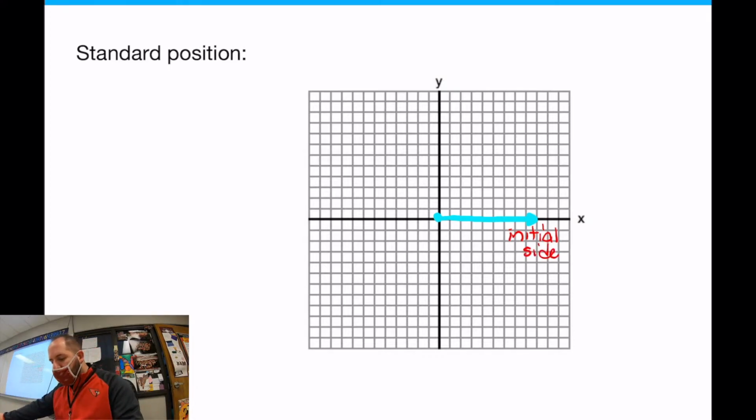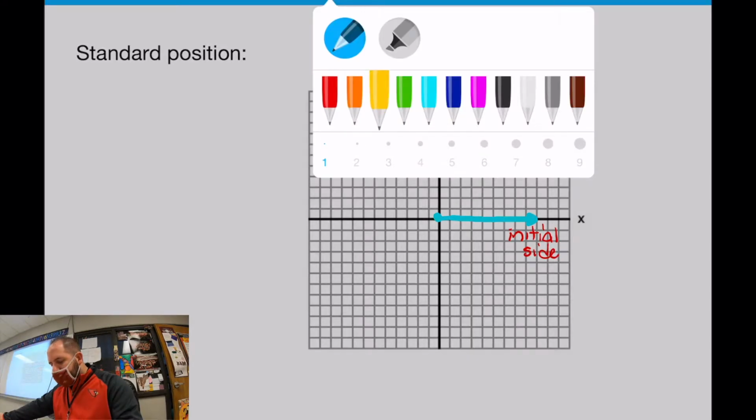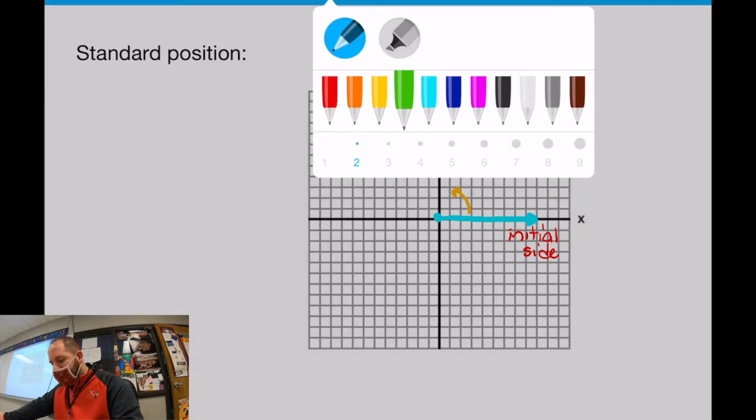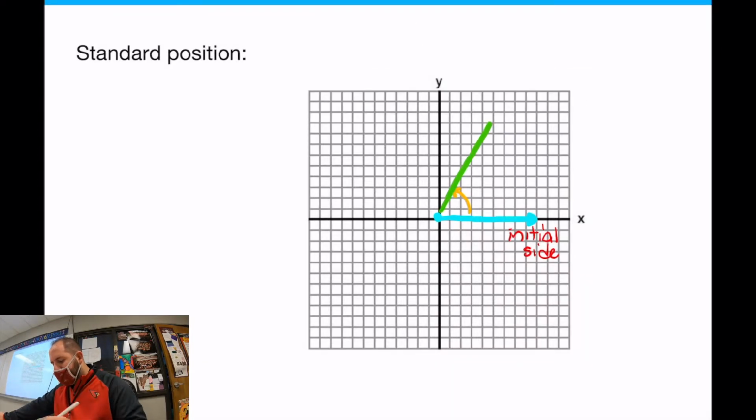Then what you do is you open up counterclockwise, and wherever you stop, that's how you measure your angle. So if I stop up here, there's my angle.